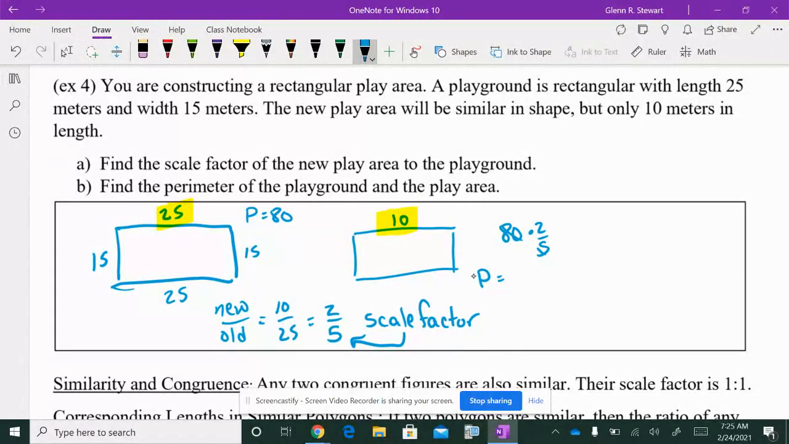So this 80 divided by 5 is 16. 16 times 2 is 32. So this would be the perimeter of my new play area. Now it said find the perimeter of the playground, which I did, and I found the perimeter of my new playground. Last thing that I want to do is find the play area. I'm just going to write that off to the side here.